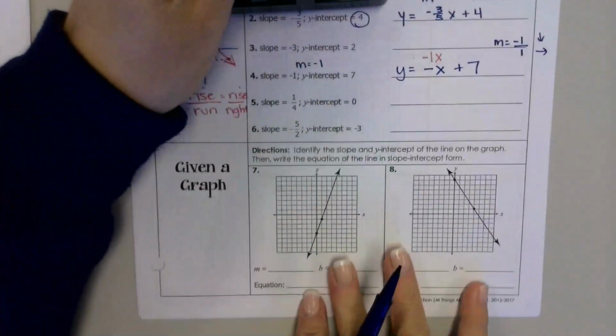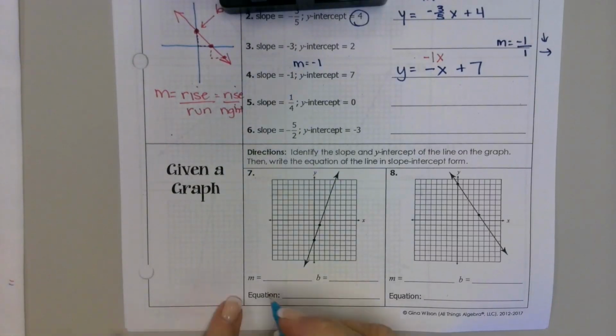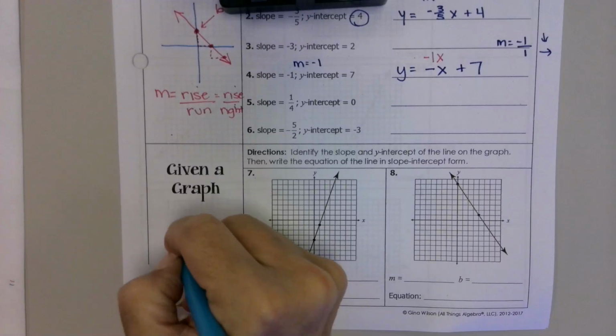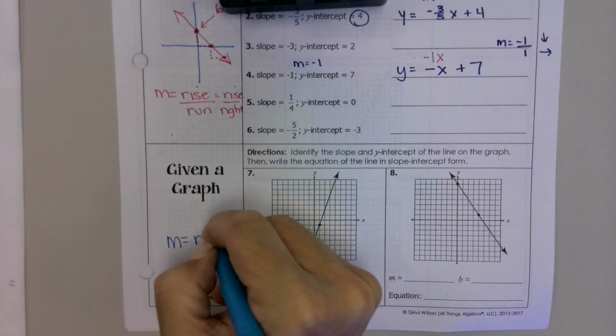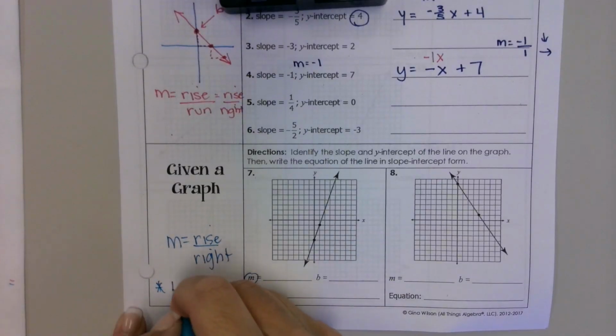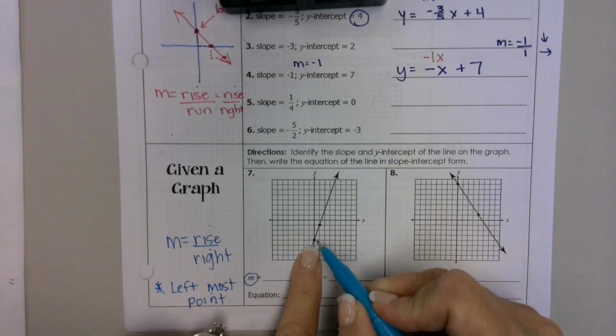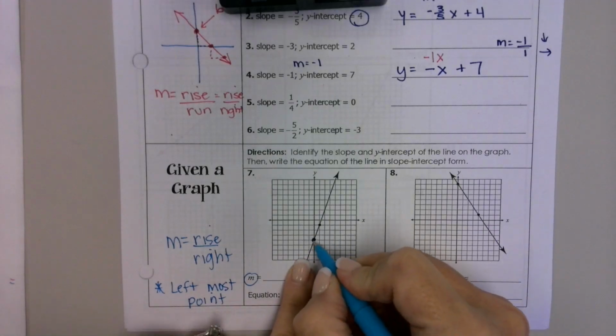Okay, so now let's go down here and look at it from a graph. So we're going to do the same thing that we have here, except for we're going to have to do a little bit of calculating. So first thing I want to do is I want to look at my slope. So m, I'm going to look at rise over right. And again, we're going to do the leftmost point. So I have 2 points here. This is my leftmost point.